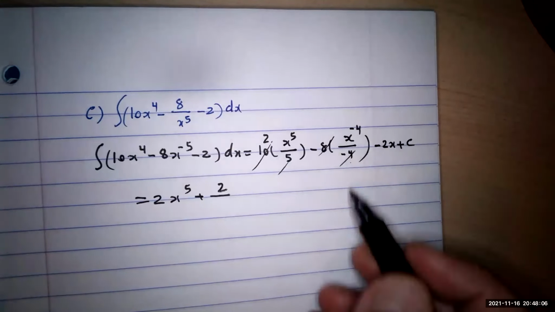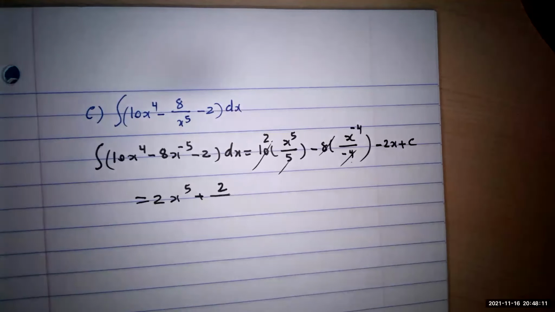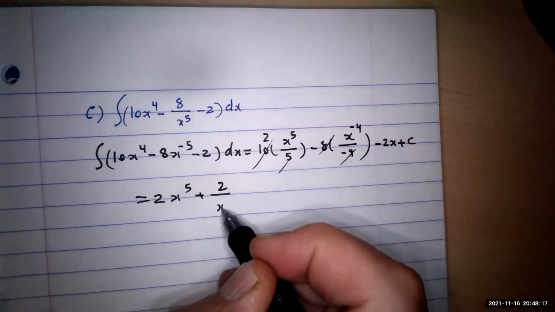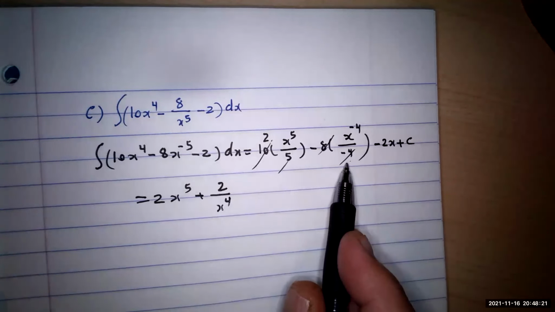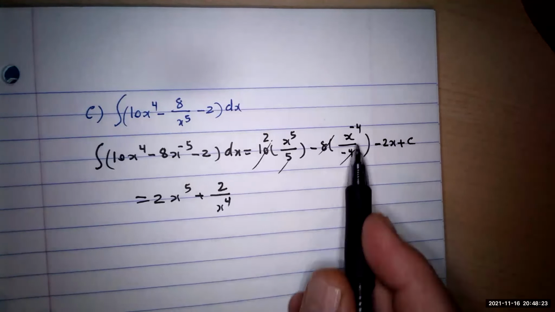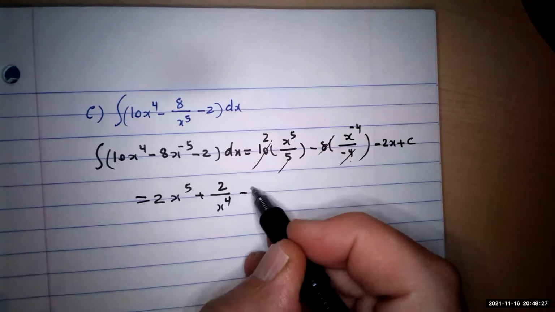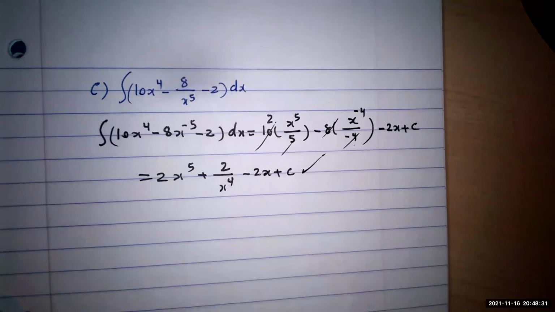Negative power, you have to bring it down back. We don't leave any negative power in the final answer. So it's going to be 2x to the 4th. Okay, negative 8 over negative 4 would be a positive 2. And x to the negative 4, we bring it down with the x to the 4th, minus 2x plus c. And you're done. Any question?